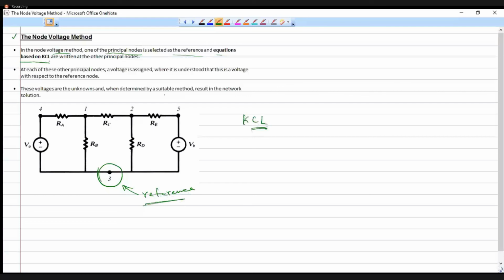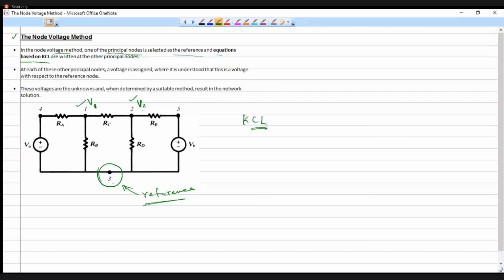At each of these other principal nodes, that is node 1 and node 2, a voltage is assigned. So here I can assign a voltage, say V1 at node 1, and at node 2 I can assign another voltage V2, where it is understood that this is a voltage with respect to the reference node. What is the meaning of V1? The meaning of V1 is that with respect to node 3, the potential of node 1 is equal to V1. Similarly, when I write V2 here, it means that with reference to node 3, the potential of node 2 is V2.